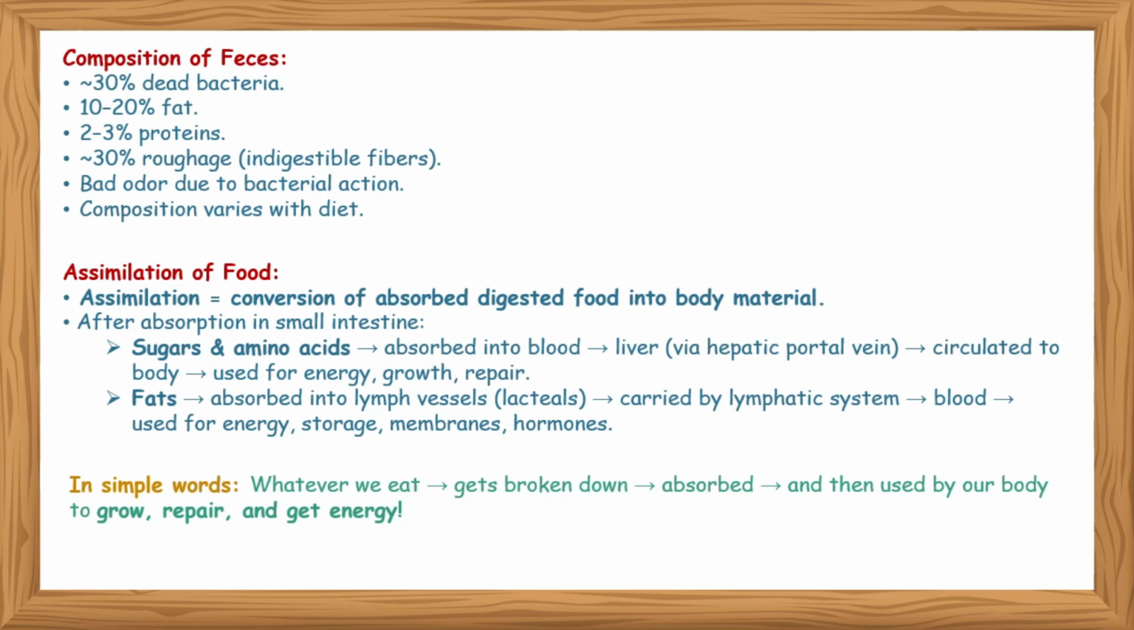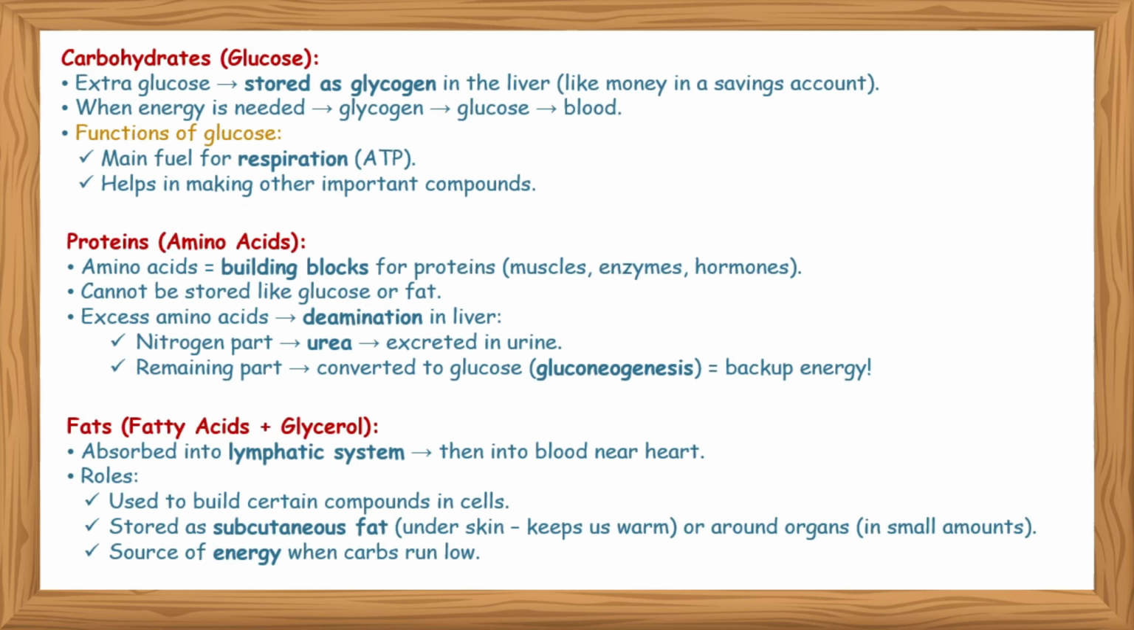Assimilation of food. Assimilation means conversion of absorbed digested food into body material. After absorption in the small intestine, sugars and amino acids are absorbed into blood, then go to the liver via the hepatic portal vein and are circulated to the body, used for energy, growth and repair. Fats are absorbed into lymph vessels or lacteals, carried by the lymphatic system. Blood is used for enzymes, storage and hormones. In simple words, whatever we eat gets broken down, absorbed and then used by our body to grow, repair and get energy. Carbohydrates or glucose.